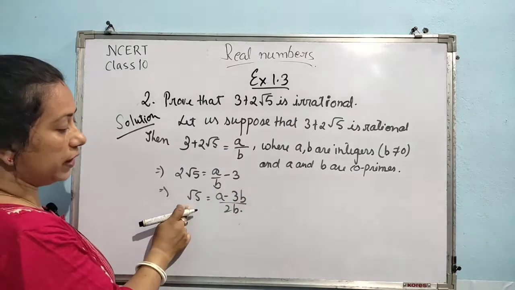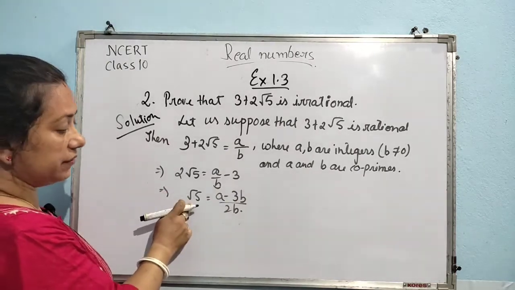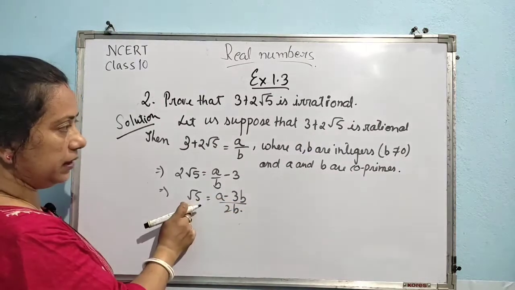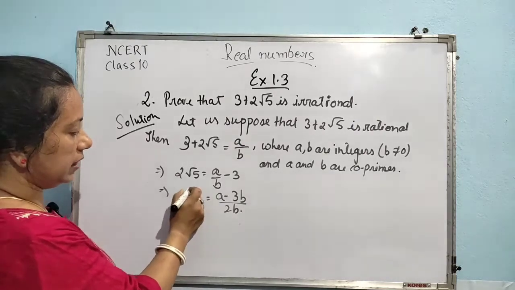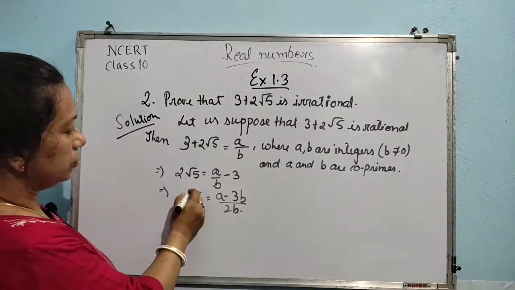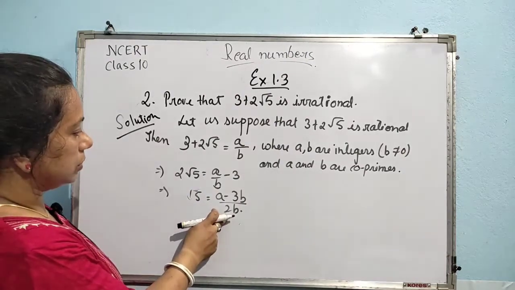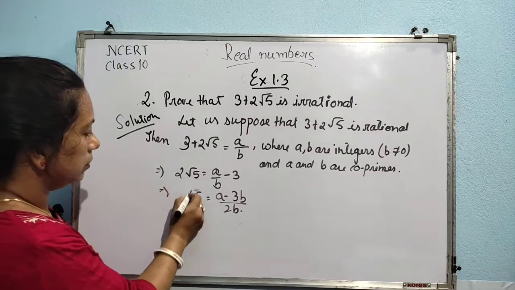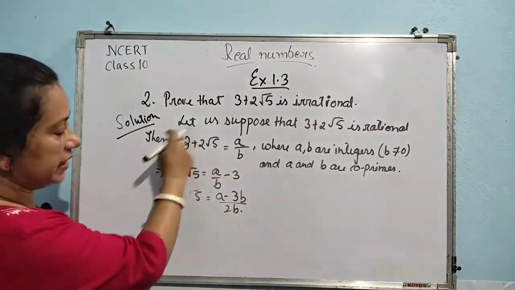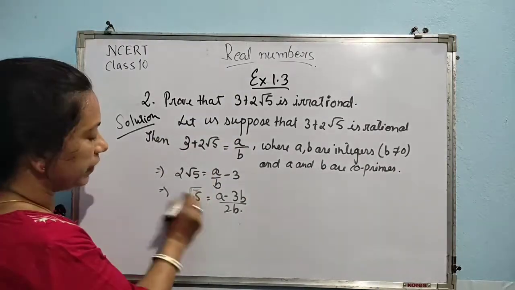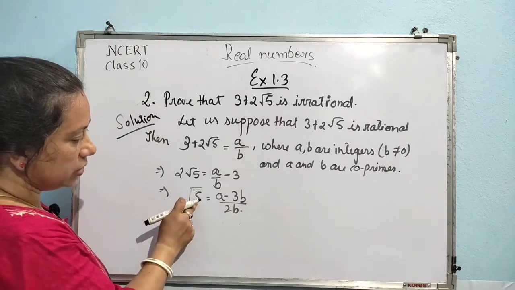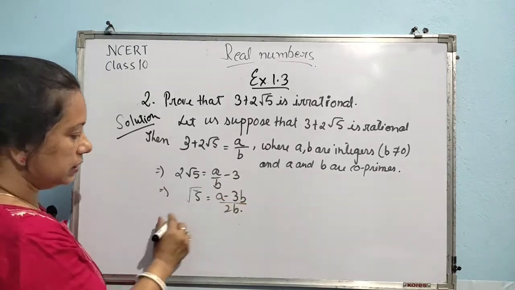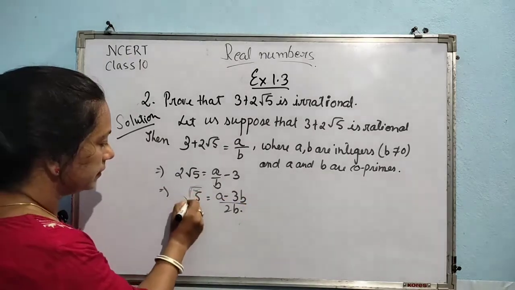So it means that this is rational number. But here what about root 5? Root 5 is not rational, it is irrational. We are considering that this entire number is rational, isn't it? But we know that root 5 is irrational. So this is irrational, this is rational. This is a contradictory case, isn't it? So what we can write?